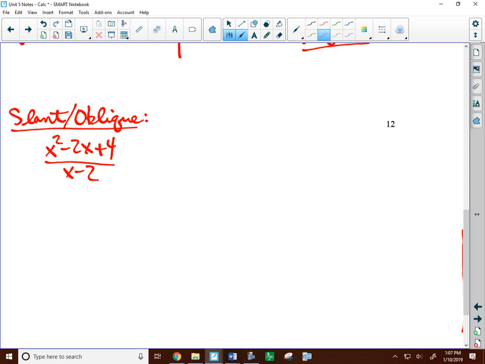So synthetic division: take the denominator, x minus 2 is a factor, therefore x equals 2 would be the root, and that's what we can divide into x squared minus 2x plus 4. Did you do something like a box type thing? You write the coefficients: 1, -2, and 4.